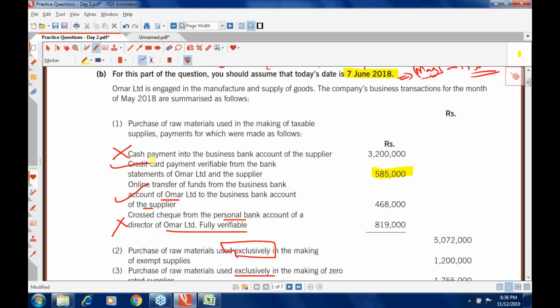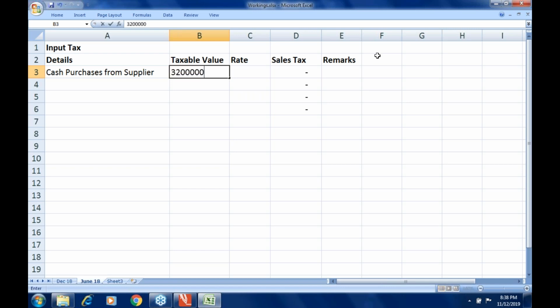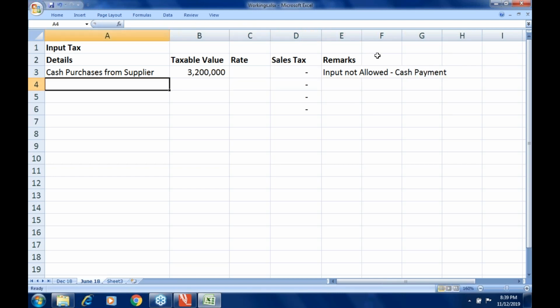First of all, it says cash payment into business bank account of supplier. Now, I'll just mention the remarks over here also. The cash purchases from supplier, 3.2 million, is what we purchase. And unfortunately, the input is not allowed. Why? Because of cash payment. So because of cash payment, the input will not be allowed.